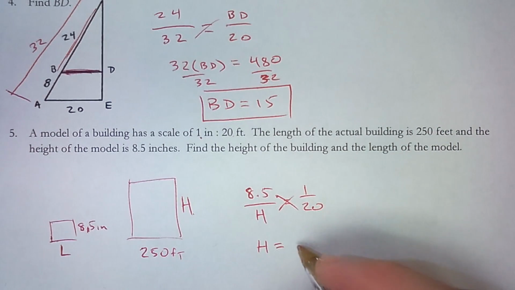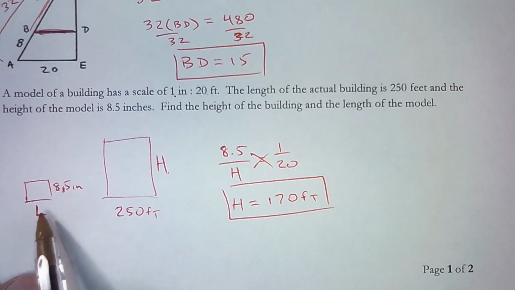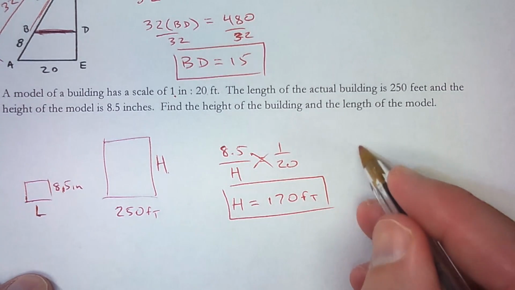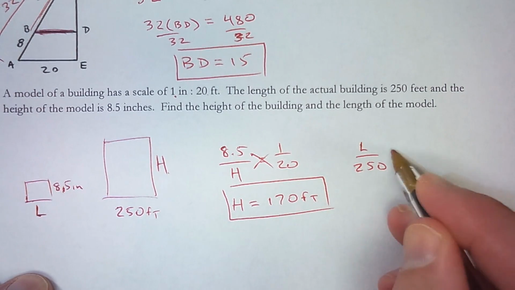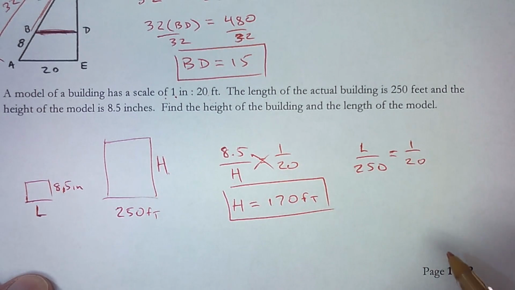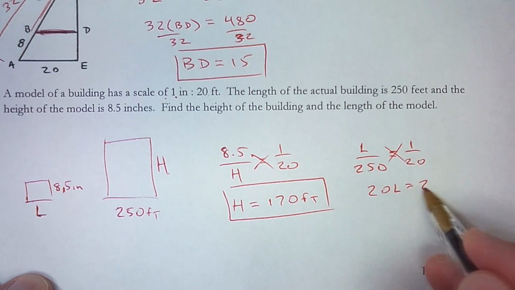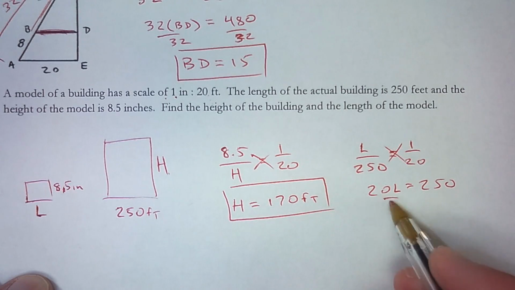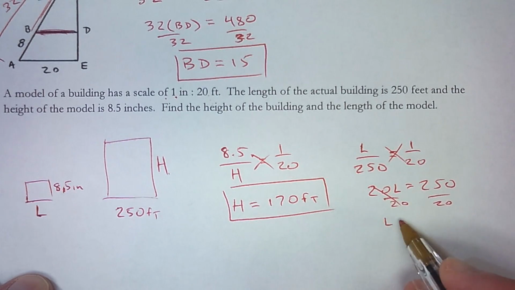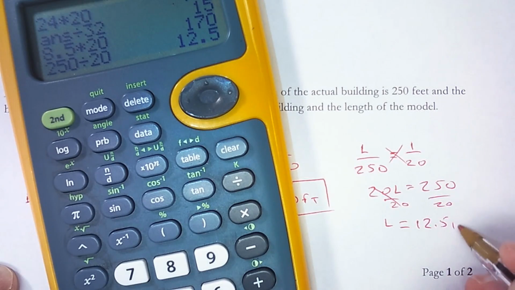And that is 170. So the height of the building is 170 feet. Now the length of the model, I'm still going to do small over large. The length of the model over 250 feet equals the scale factor small over large, 1 over 20. So I get 20L equals 1 times 250. And then divide by 20. So the length of the model is 12.5 inches.